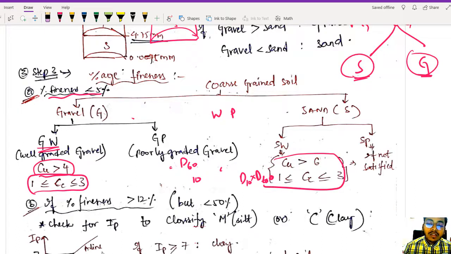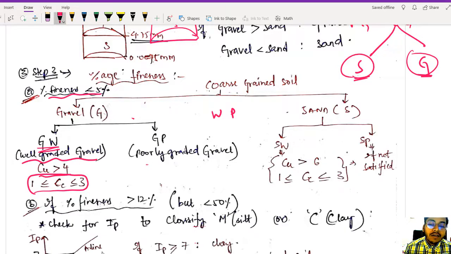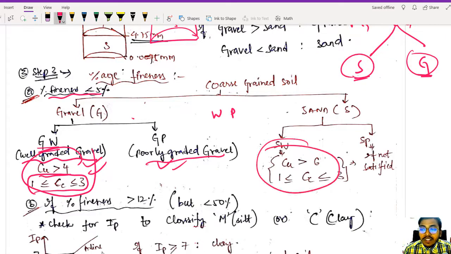So based on this CU and CC, coefficient of uniformity and coefficient of curvature, we can define the soil as well graded gravel or poorly graded gravel. If these specifications are obeyed, we will be calling it well graded. If not obeyed, we will be calling it poorly graded. Similarly, if these specifications, greater than 6 and in the range of 1 to 3, are obeyed, well graded sand. If not obeyed, poorly graded sand.